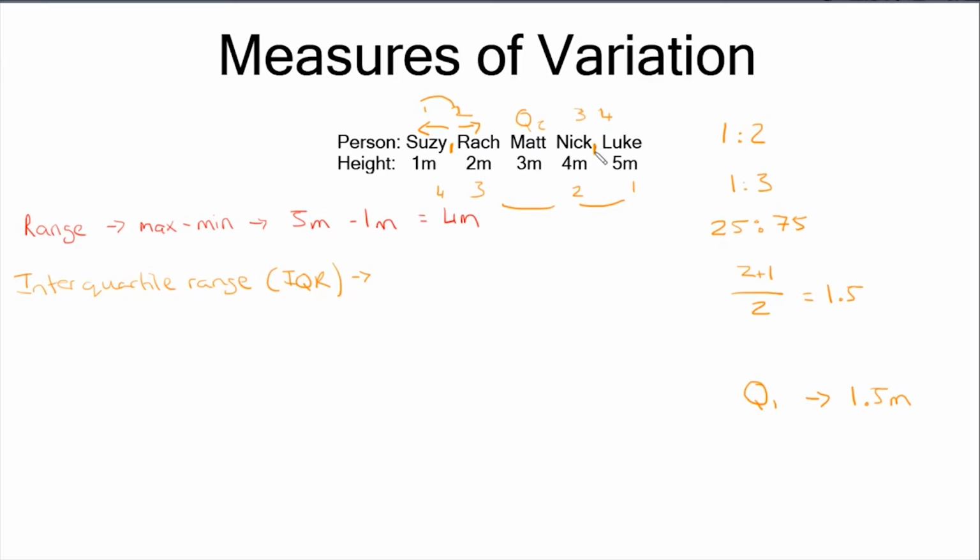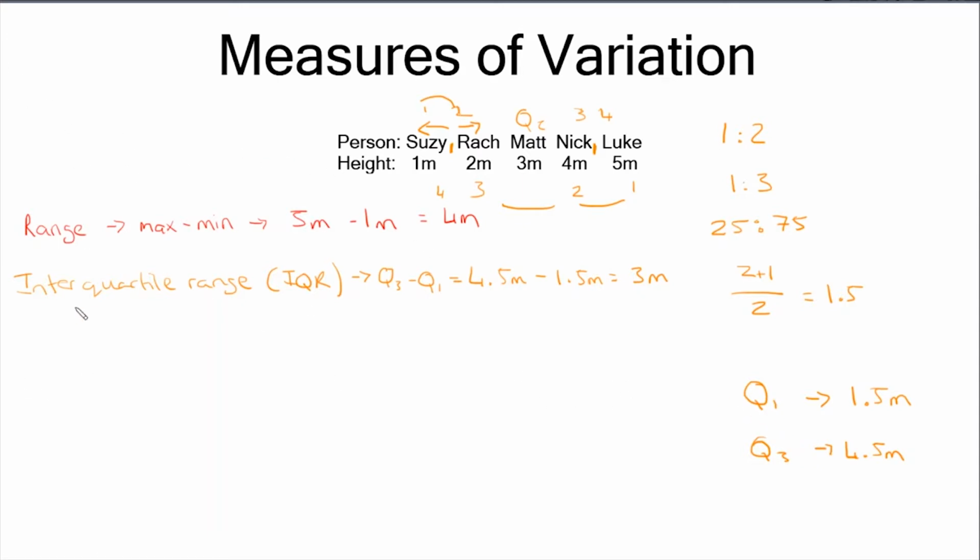I won't bore you with the details, but Q3 will be the difference between Nick and Luke for the exact same reasons. So Q3, if you can work it out yourself, is the average between Nick and Luke, and that is equal to 4.5 meters. Well, our interquartile range is our Q3 minus our Q1, which is equal to 4.5 meters minus 1.5. You'll find that our interquartile range is equal to 3 meters. The distance between our 75th percentile and our 25th percentile is 3 meters.